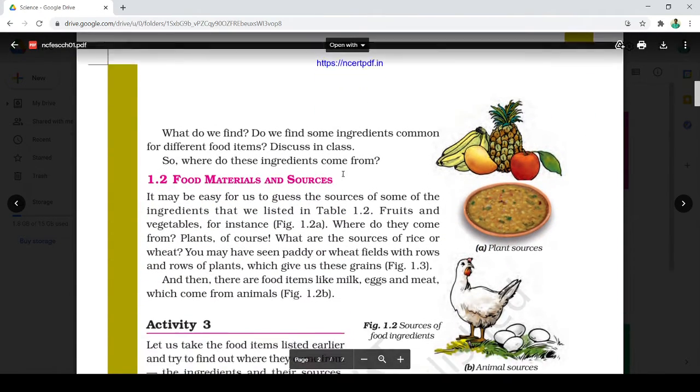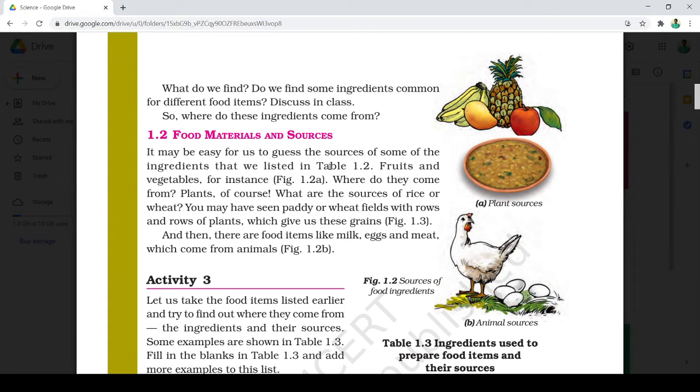What do we find? Do we find some ingredients common for different food items discussed in class? So, where do these ingredients come from? What do you find? We find some ingredients that are common for different food items. Discuss with your parents. Where do you think these ingredients come from?